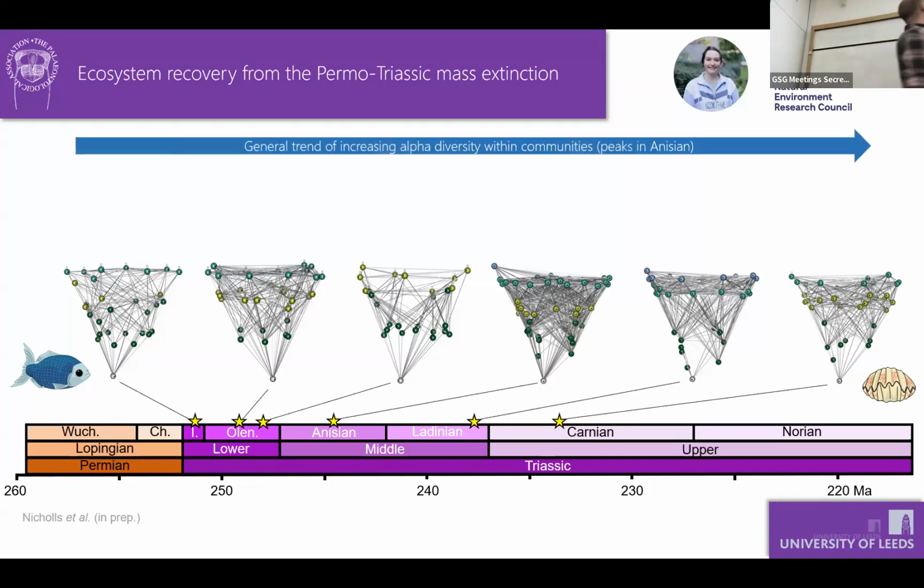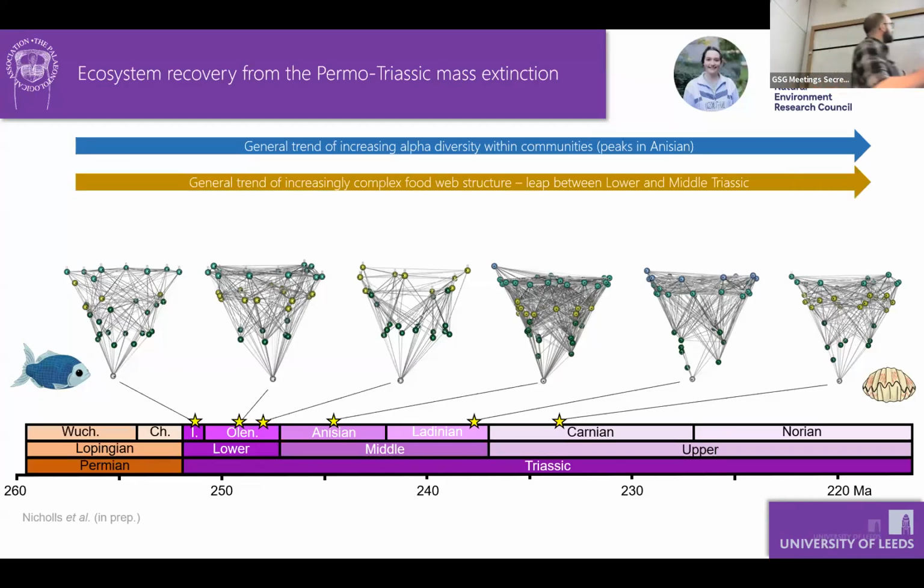What we see is a general trend of increasing alpha diversity within the communities. So alpha diversity is the number of species within a community, which is different to global diversity, which we refer to as ecologists as gamma diversity. Interestingly, though, the alpha diversity trend of increase, which peaks in the Anisian in the middle Triassic, matches what we see globally. So it actually fits the same picture globally as we see within our different communities. So our lower Triassic communities are less diverse than our middle and late Triassic communities.